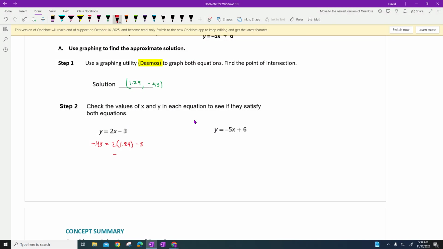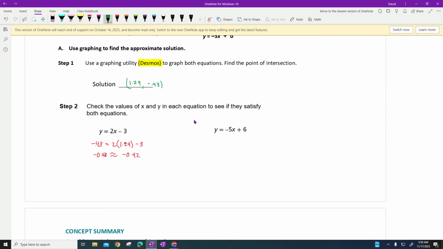I got negative 0.42 on this side, and over here I had 0.43. And we're 1/100th off. But again, we did some rounding, so what you usually do is put an estimate here. An estimate is a wavy equal sign like this, so that people know that you did some rounding here.